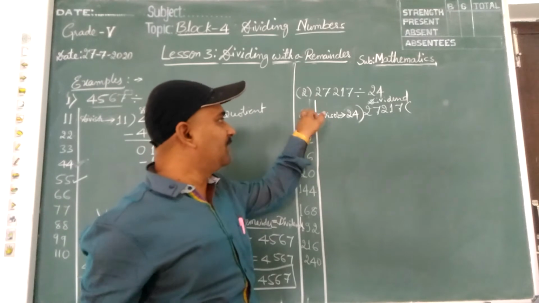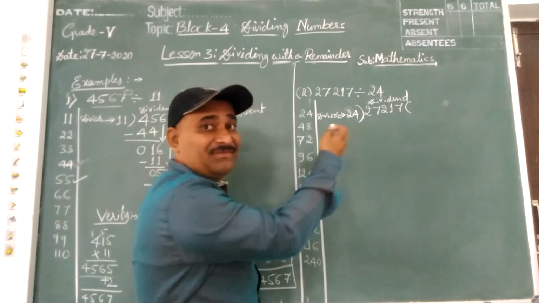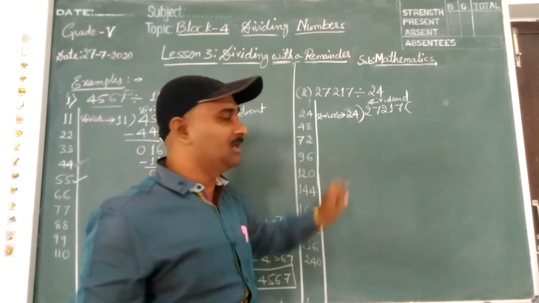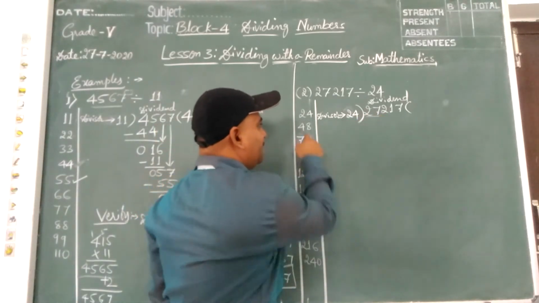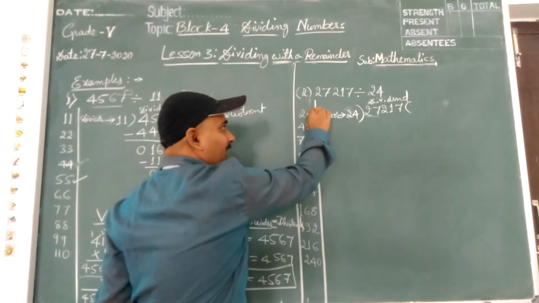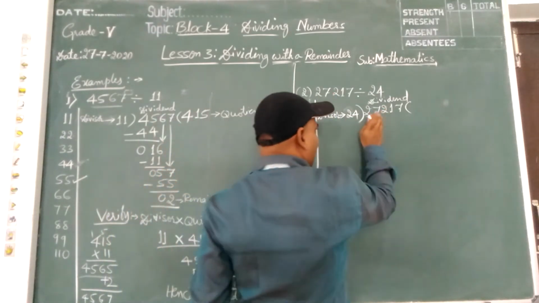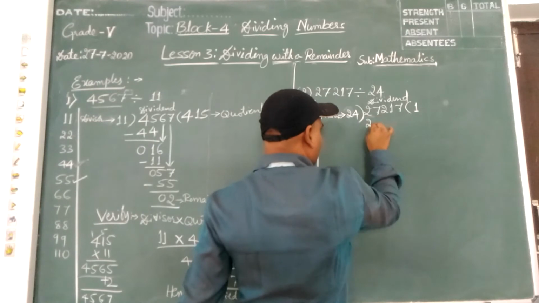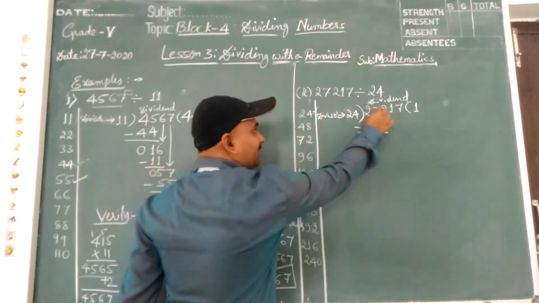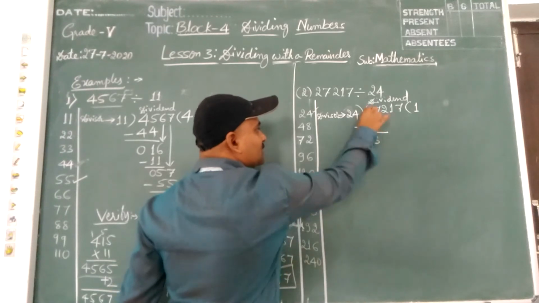So I should use 24 as a table. First, the leftmost digit is 2. With 2, division is not at all possible, so take 27. Check where it is possible. 48 is too big, so only 24 I should select. 24 ones are 24. Subtract. 7 minus 4 is 3. 2 minus 2 is 0.